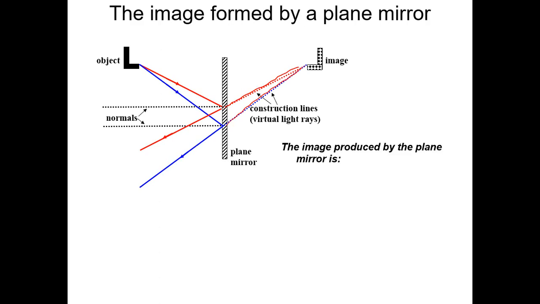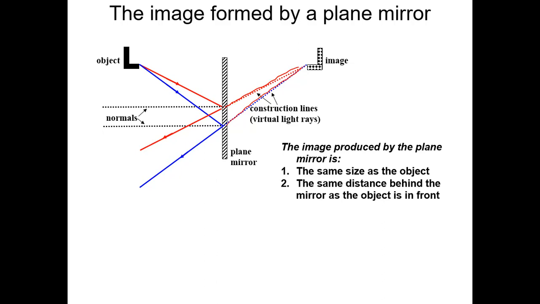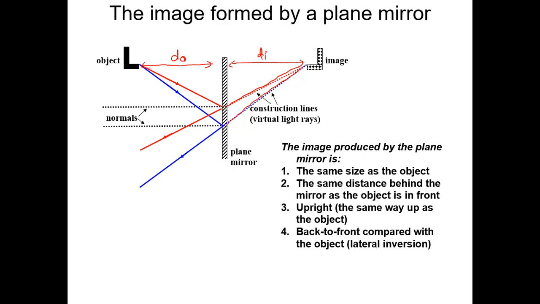So the image produced by the plane mirror has the following properties. Number one, the image is always of the same size as the object. The image is always at the same distance behind the mirror as the distance of the object from the front of the mirror. So this is the object distance, and this is the image distance. Both should be equal. And then it is upright. Upright means the same way up as the object. And then there is lateral inversion, which is known as left-right inversion or back-to-front inversion. And then it is a virtual image. A virtual image is one which cannot be projected on a screen. You can just view it.